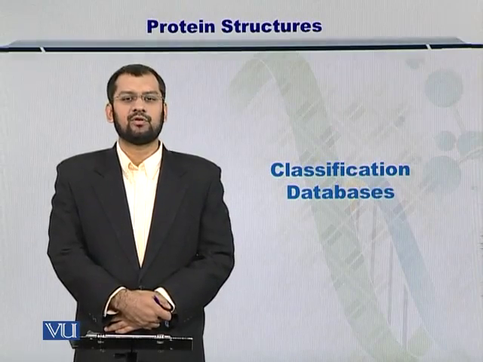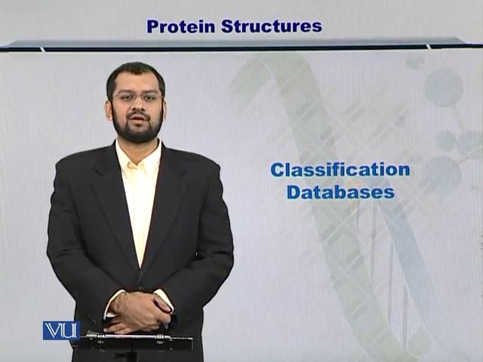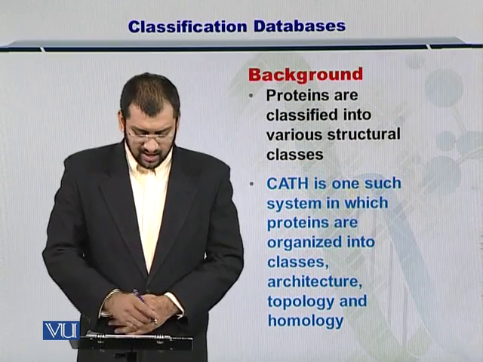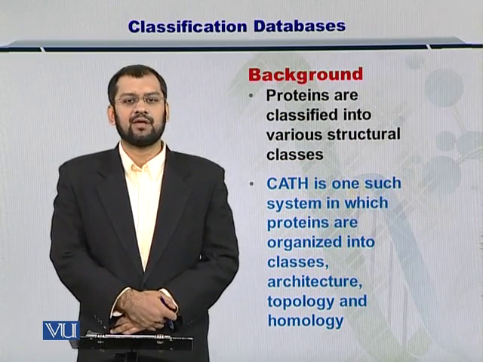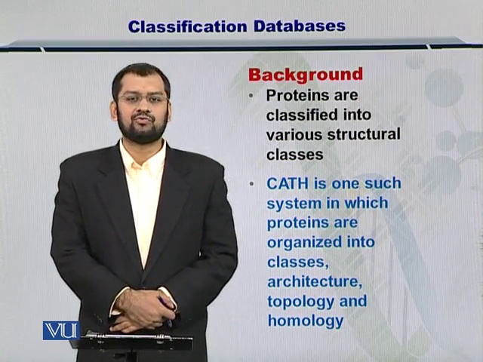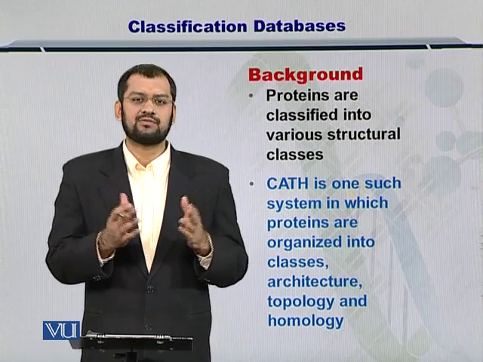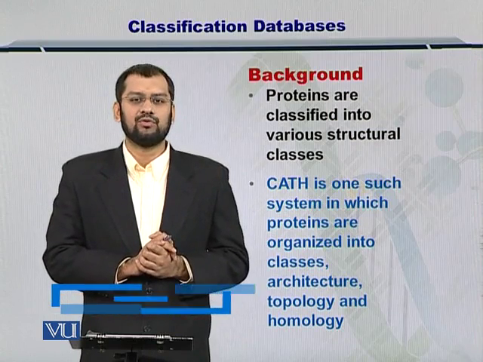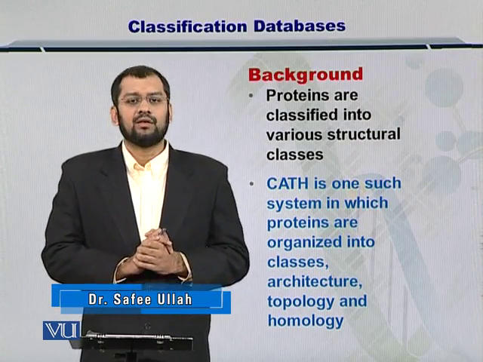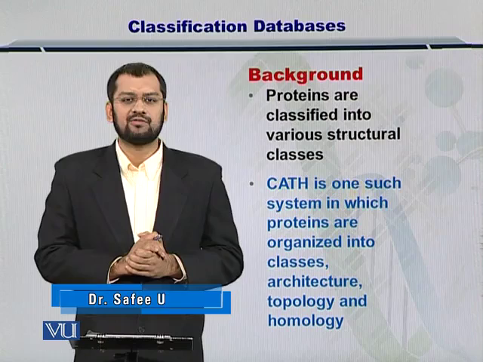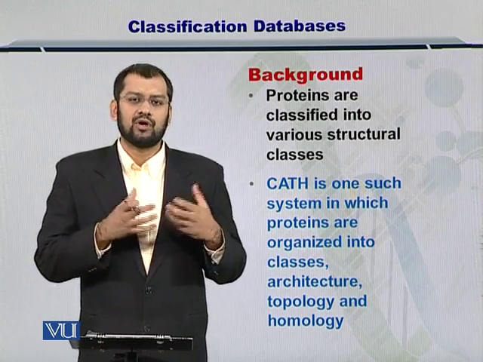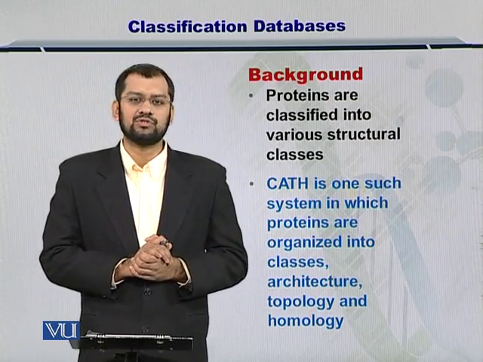Dear students, in this module, I'm going to talk about the databases that are available for different classes of proteins. You know that CATH is a classification system based on class, architecture, topology, and homology, and that it is very useful in studying the various structures as well as the overall evolution of these structures. More so, once you have such a system in place, then you can mine the data that is there for you to come to conclusions regarding the evolution of these structures.